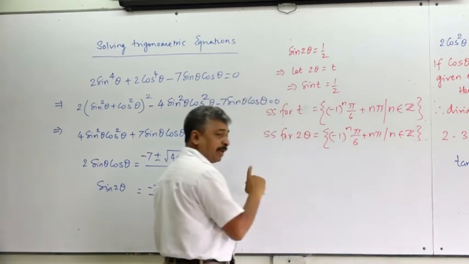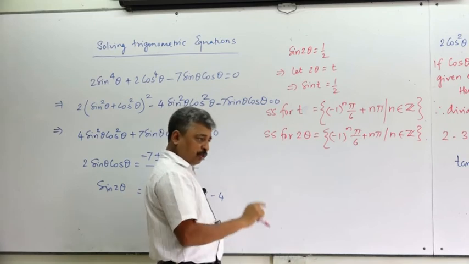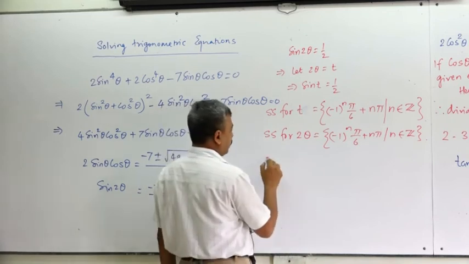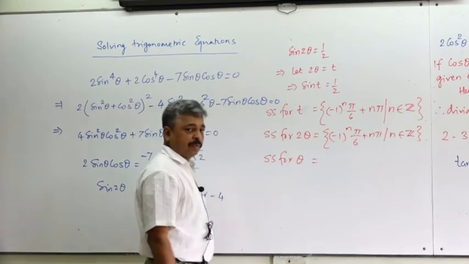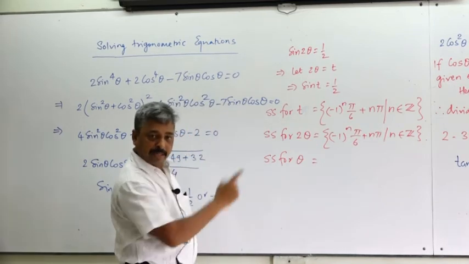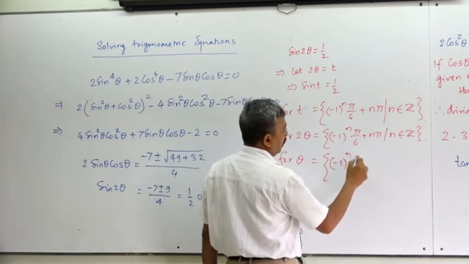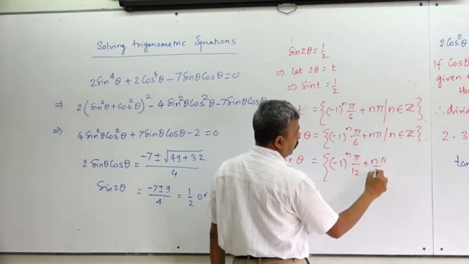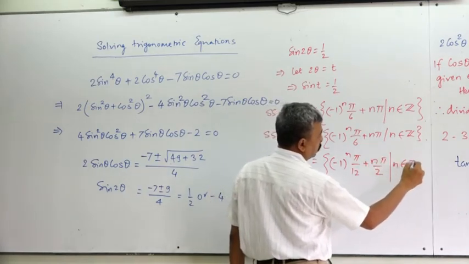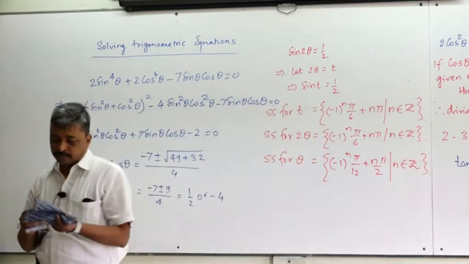Correct? And we are not supposed to report the solution set of 2 theta, we are supposed to report the solution set of theta. Therefore the solution set for theta is, dividing everything by 2, minus 1 raised to n pi by 12 plus n pi by 2, where n belongs to Z. This is the complete correct answer.